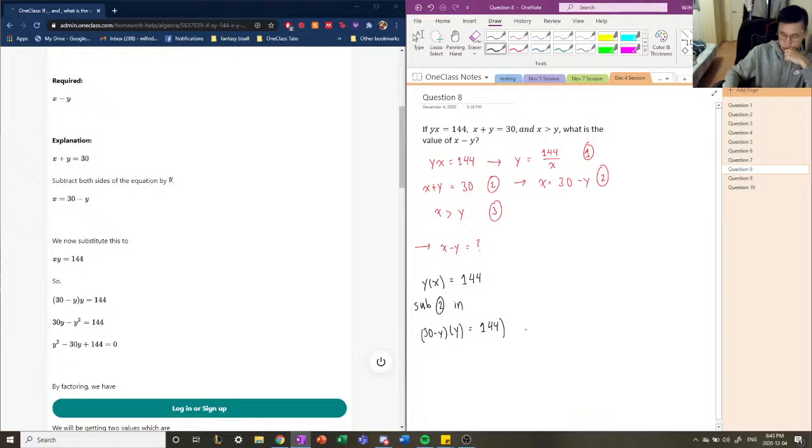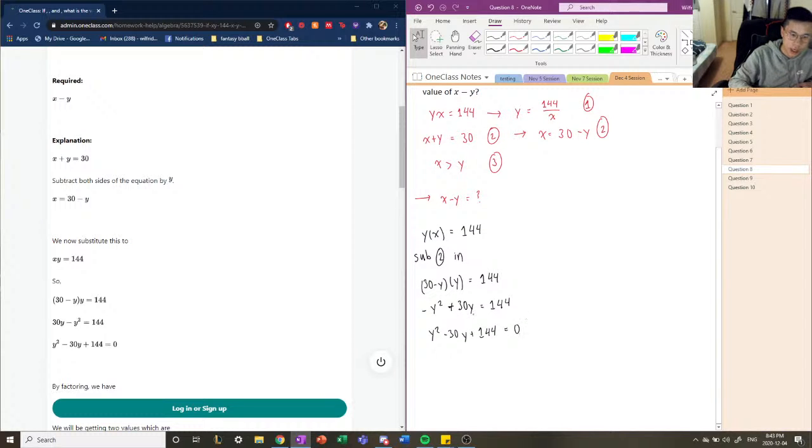Okay, so if we expand this, we get negative y squared plus 30y equals 144. And if we were to rewrite this, then we get y squared minus 30y plus 144 equals 0. Okay. So now we're going to factor this. So the factors for this are 26 and 4, I believe. So it's going to be y minus 26 and y minus 4.